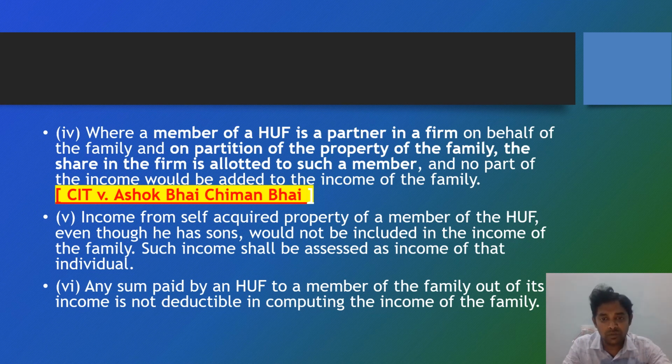Income from the self-acquired property of a member of the HUF, even though he has sons, would not be included in the income of the family. Such income shall be assessed as income of that individual. Any sum paid by an HUF to a member of the family out of its income is not deductible in computing the income of the family.